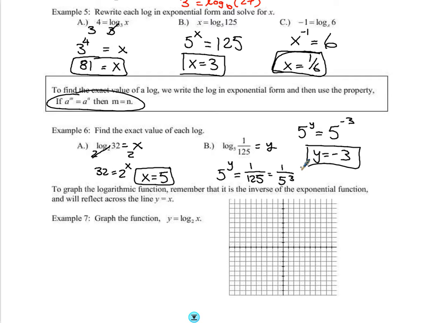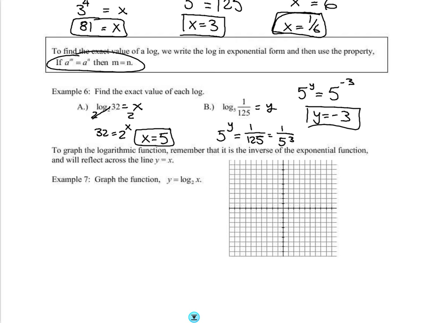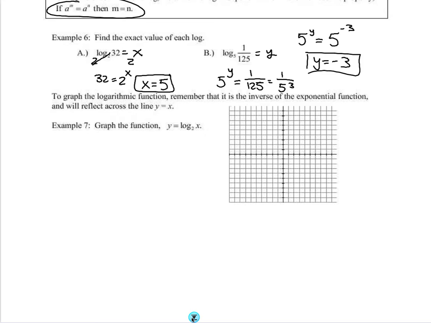To graph the log function, remember that its inverse is exponential. Let's go ahead and graph this function. It's going to reflect across the line y equals x. Any idea how we should do that? You have to start plugging numbers into y first. So we've got an xy chart. What y values do you want to plug in?